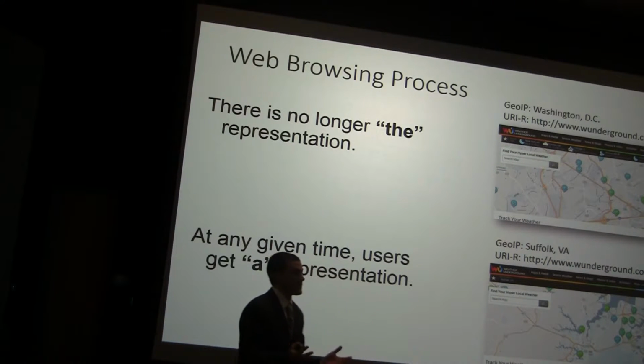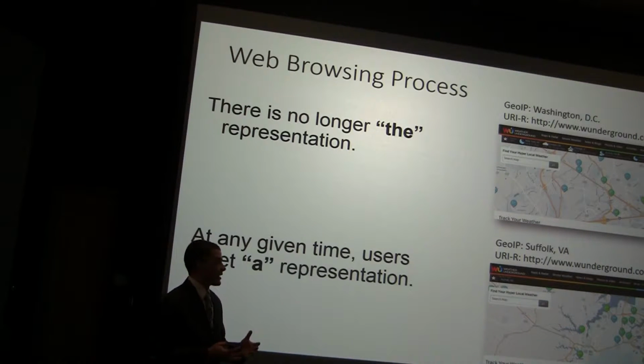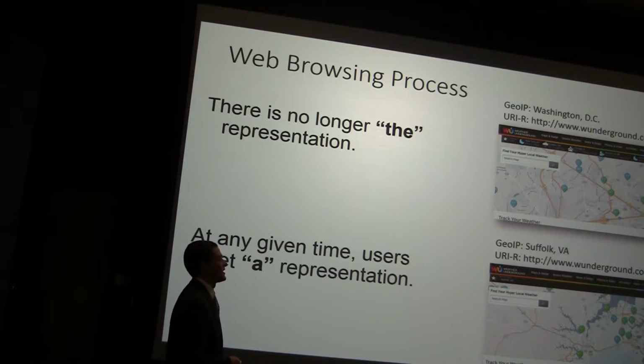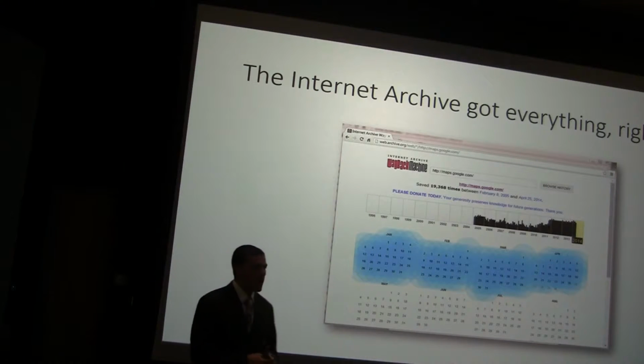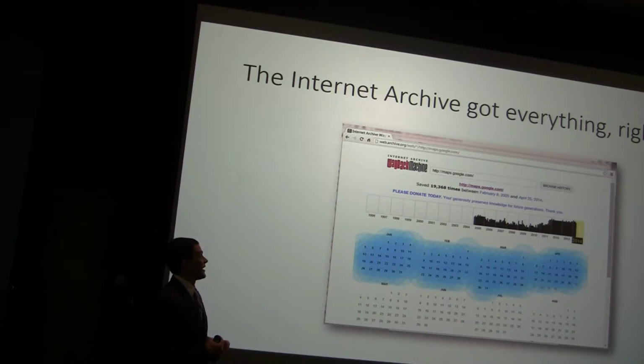Area, which is different than at the same time if I'm at my house in Suffolk and I go to Weather Underground and I get the weather for Suffolk. These are clearly different, and they're different because my GeoIP is telling the server where I'm located, and it's giving me different weather dependent upon that GeoIP. But this all doesn't matter because the Internet Archive has solved web archiving, and we should all go home.